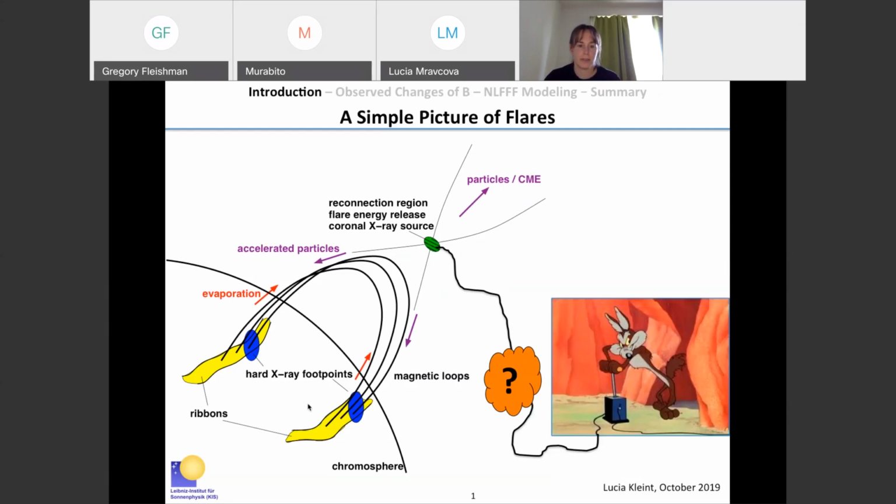Here in yellow. The problem is, while we know the general picture, we don't really know why flares start. We cannot predict them, we do not understand the energetics completely, and small-scale processes we do not know in that much detail. What I would like to focus on today is how the magnetic field is changing at the foot points of these flares, in the lower solar atmosphere.